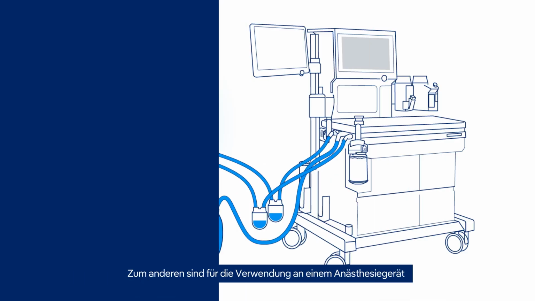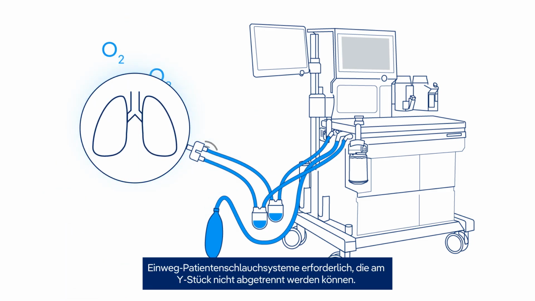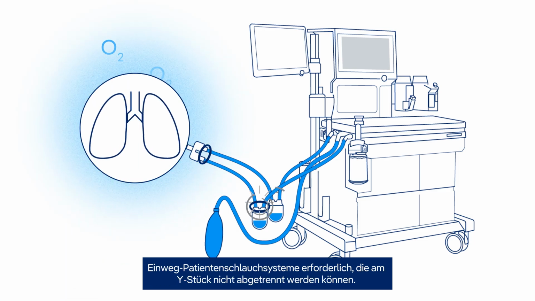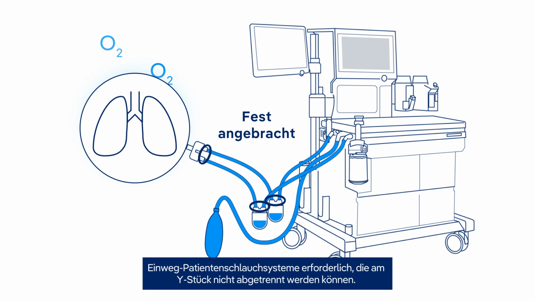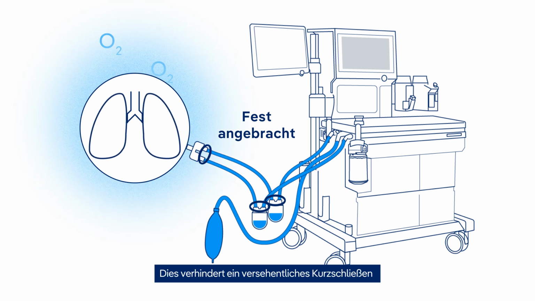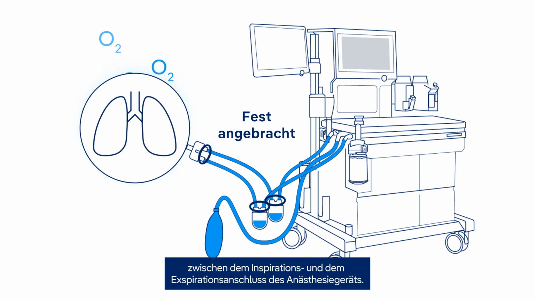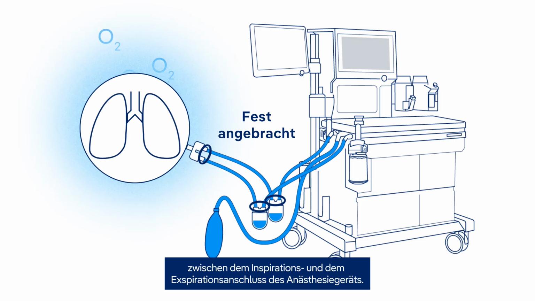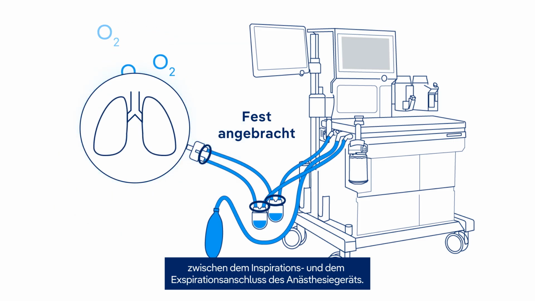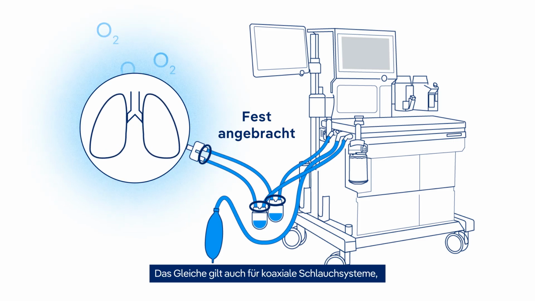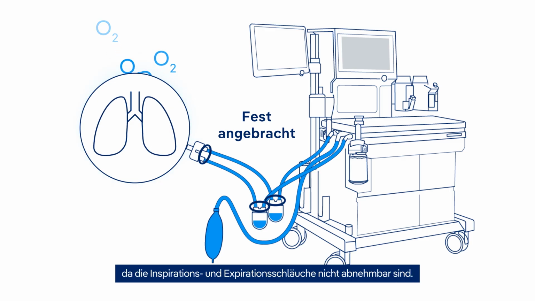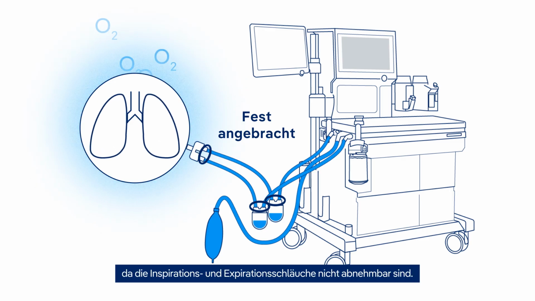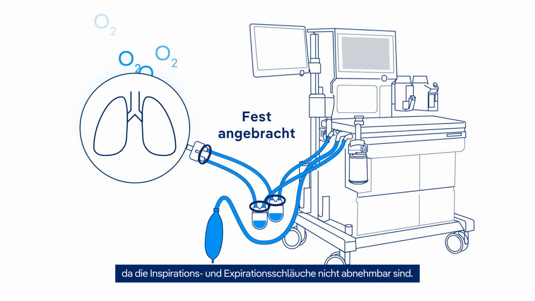Second, for use on an anesthesia machine, disposable patient hose systems that cannot be disconnected at the Y-piece are required. This prevents accidental short-circuiting between the inspiratory and expiratory ports of the anesthesia machine. The same applies to coaxial hose systems, as inspiratory and expiratory hoses are not removable.